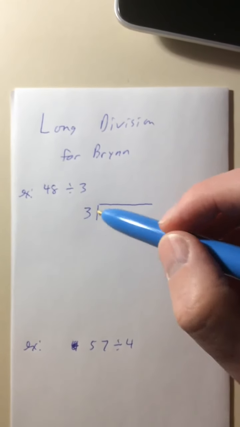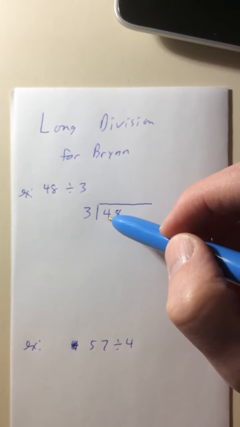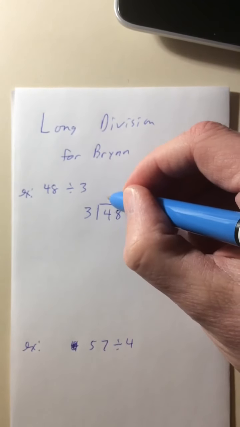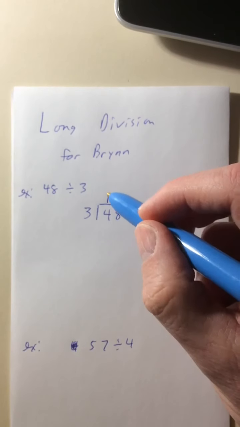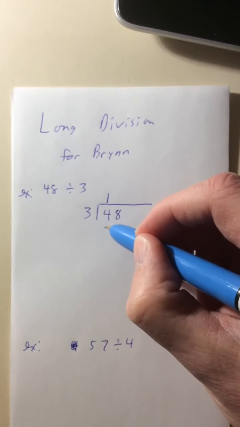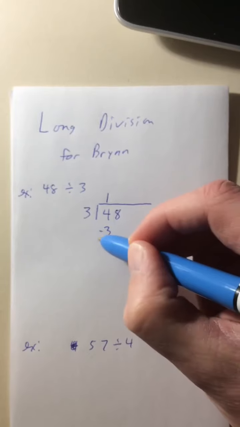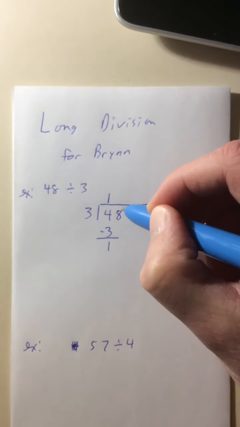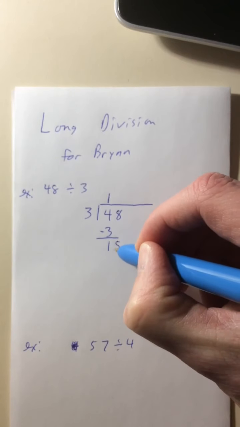We start with, how many times does 3 go into 4? Or does 3 even go into 4? And it does. 3 goes into 4 one time. So we put the 1 right there, and we multiply. 1 times 3 is 3. And then we subtract. 4 minus 3 is 1. Then we bring down the next thing, which is an 8.